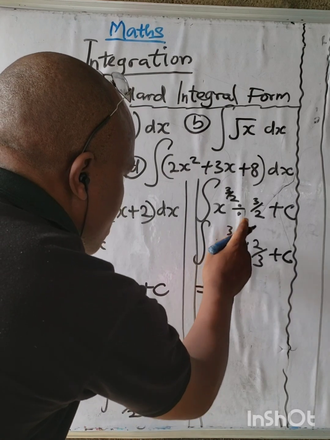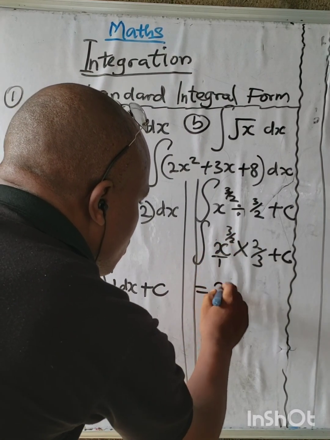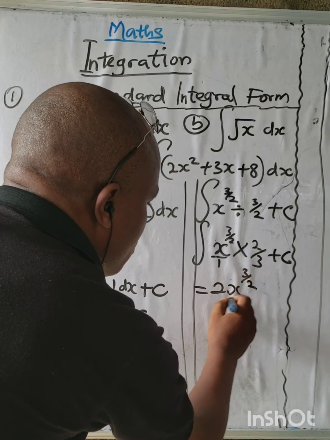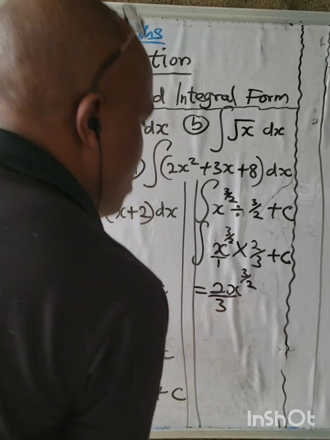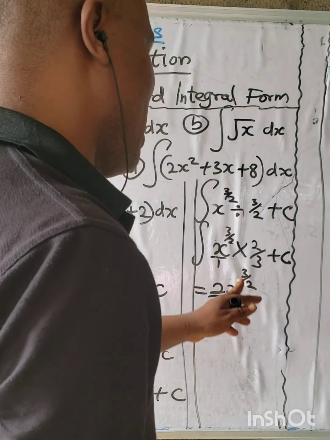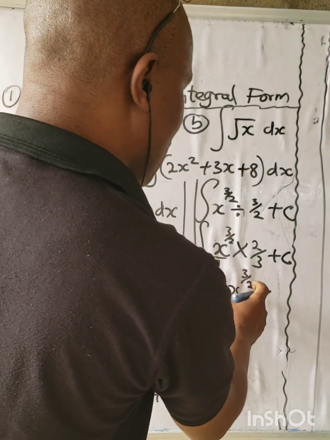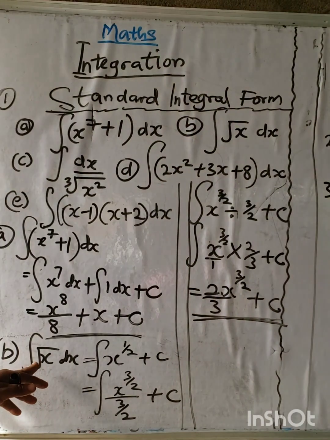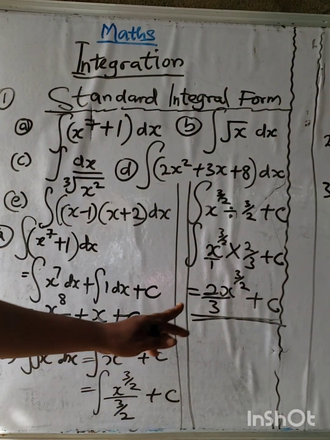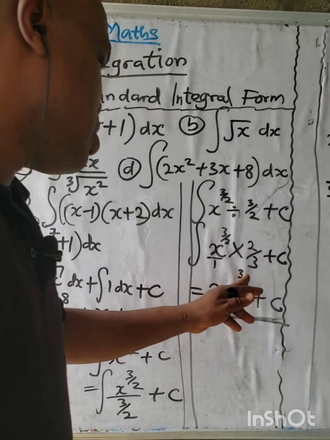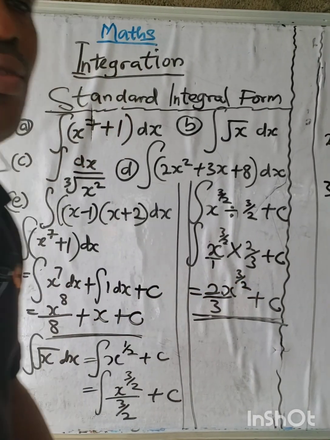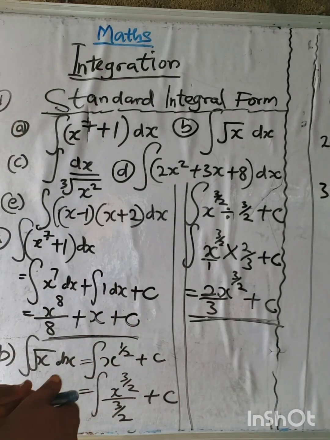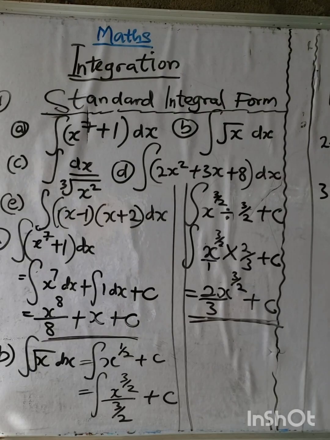this will become 2s raised to power 3 all over 2. It becomes 2 all over 3 s raised to power 3 all over 2 plus c. This is the integration of root s: 2 all over 3 s raised to power 3 all over 2. Can you see now? I've told you integration is very, very simple. Let us look at the c.